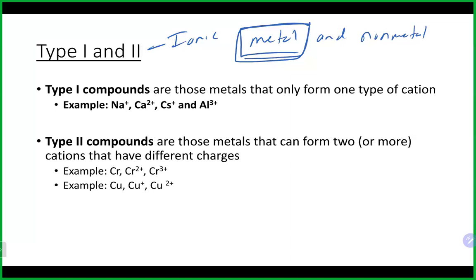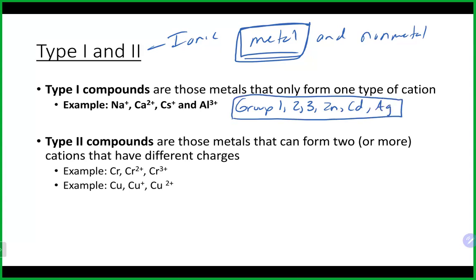A type 1 compound has a metal that has a fixed positive charge. If you remember, we just talked about it: that is any metal that comes from group 1, 2, 3, or zinc, cadmium, or silver. Any metal that comes from any of those locations on the periodic table tells you that it is a type 1 compound. Then you can proceed to naming the compound right at that point, and we'll talk about how to do that in just a second. But what those all have in common is they have a fixed positive charge.